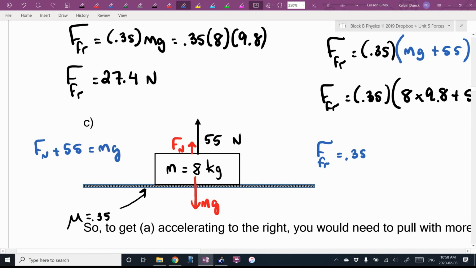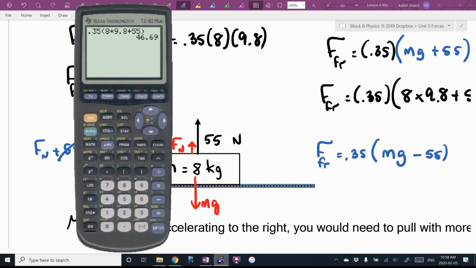How would I get the Fn by itself? How will I move that plus 55 over? So, in brackets, I'm going to have mg minus 55. If you have a good calculator, like I've suggested, you might even be able to just backspace and change the plus sign to a minus sign. That is just so satisfying to me. If you don't have a good calculator, I weep. And I get 8.19?